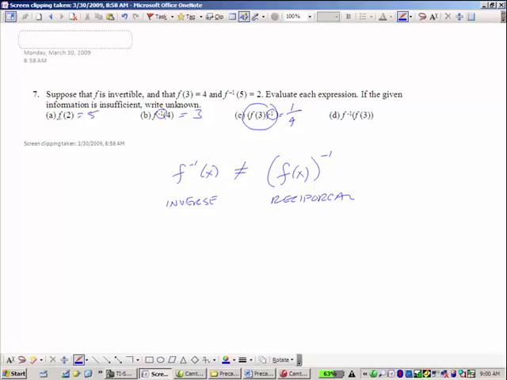What's f of 3? 4. So f inverse of 4. What do you say, Sam? Do you know f inverse of 4? Yeah, right. Okay. So f inverse of f of 3 is 3. Does that make sense? If you apply a function and apply the inverse, that you get what you started with? Say yes. Yes. It totally does.